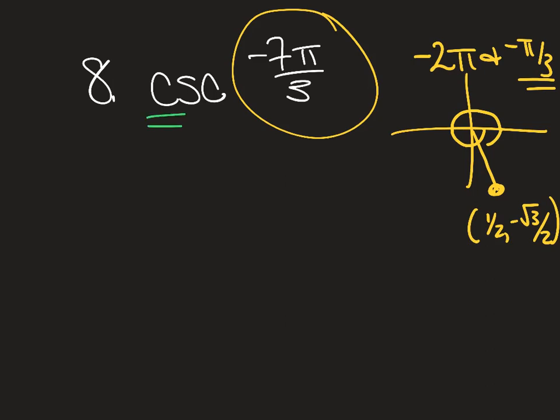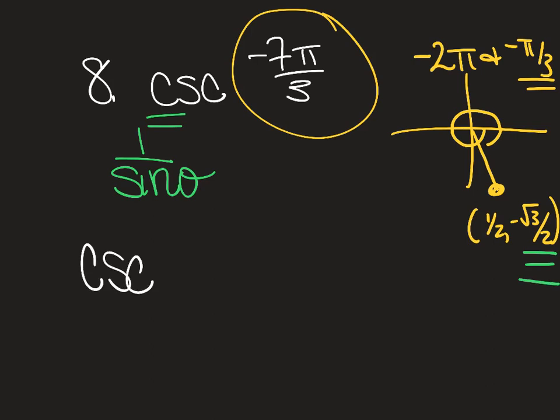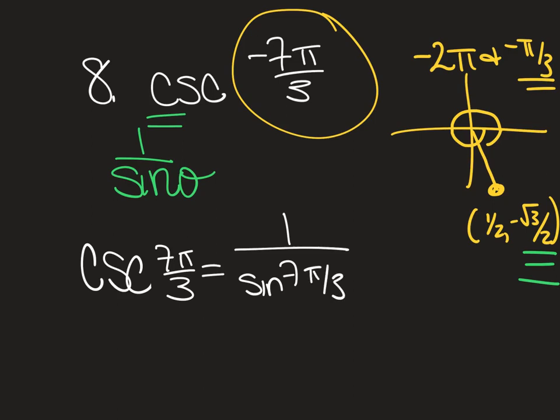Cosecant, I always remember this, it goes with sine, because friends that start with C's need friends that start with S's. So this is the same thing as saying sine, but they're reciprocal, so it's 1 over sine. So what I'm going to do is find my sine value, my y value, and then reciprocate it. So cosecant of 7 pi over 3 is the same thing as 1 over sine of 7 pi over 3. That's what I pretty much just explained to you.